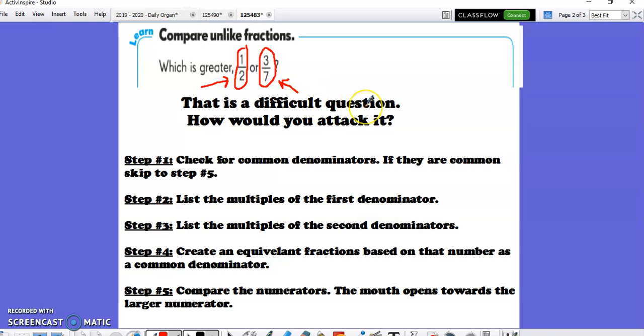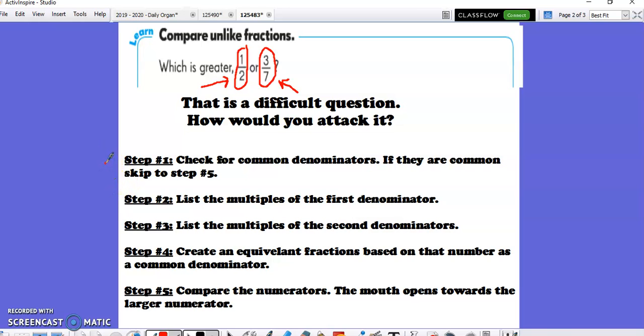It is a difficult question, especially when you start thinking about how we can attack it. And you've got to go through these 5 steps. One thing I found most successful for my students was taking these 5 steps, putting them on a whiteboard so that you can successfully answer all questions like this. Let's review the steps now.